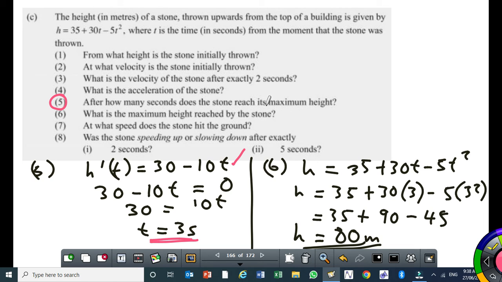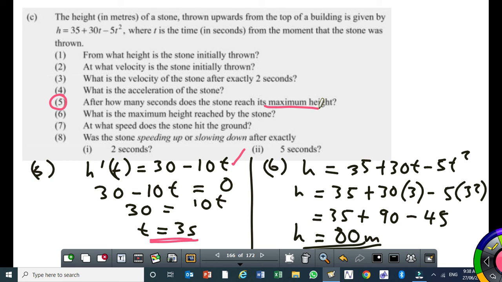Remember, this is a maximum here. From what I told you last time, or rather before we closed school, once you see the word maximum when you are dealing with a question on calculus, it means you have to find the first derivative. Then equate that derivative to 0.